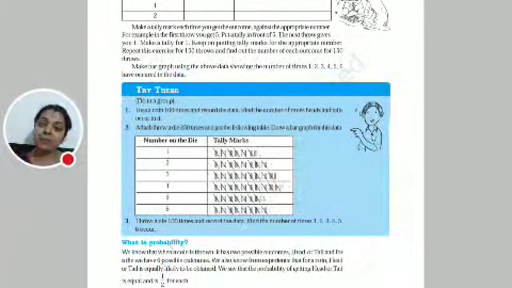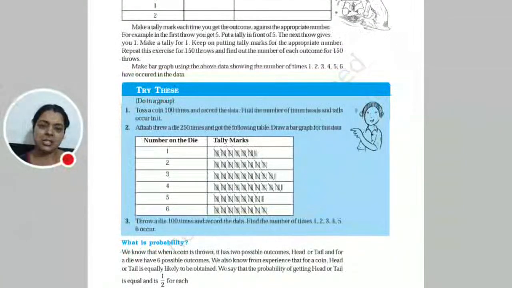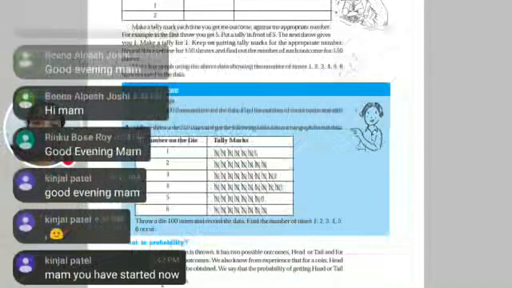So the best way is to go for the tally bar. How? It's so easy. In one column you write head, and in the other column you write tail. So first tossing done. When you do the first tossing, you find head. Yes, dear, I've just started now. Don't worry.